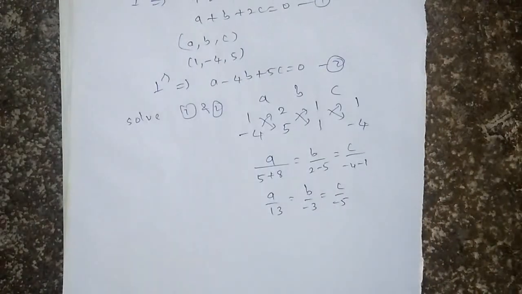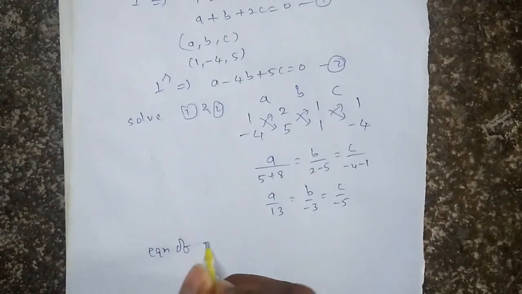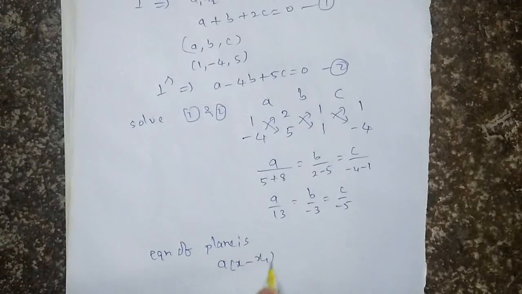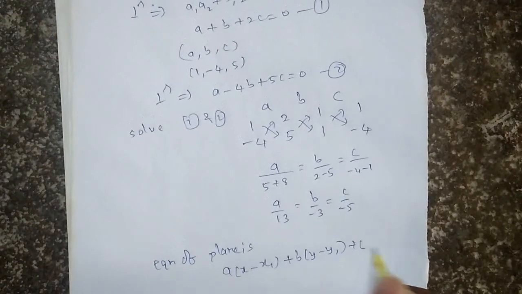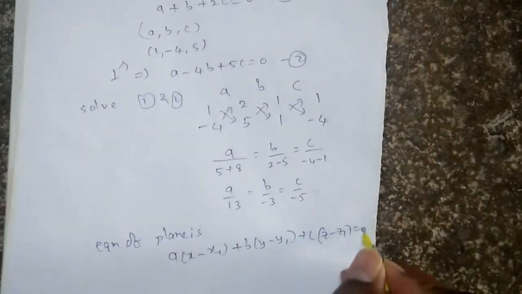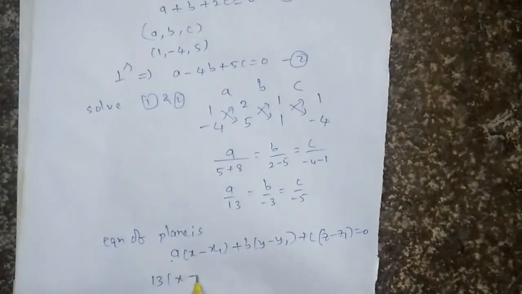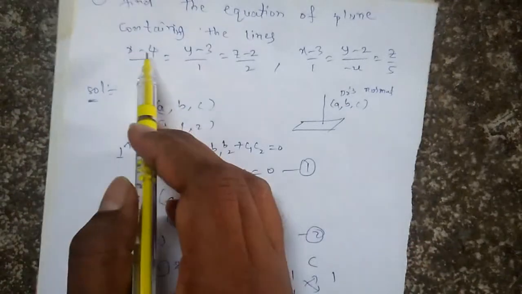These are the DRs. So now the equation of the plane is a into (x minus x1) plus b into (y minus y1) plus c into (z minus z1) is equal to 0. So in place of a you can substitute 13 and (x minus x1). So x1, y1, z1 means here we have two lines. So these two lines pass through the points here.